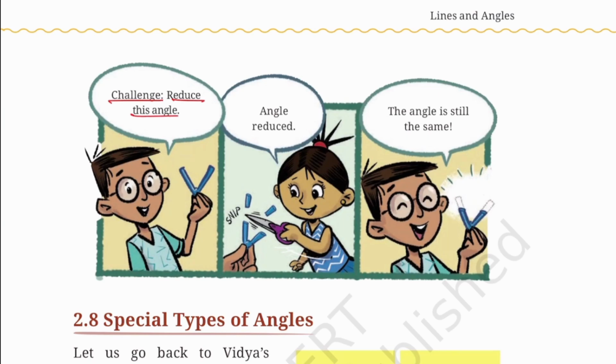Challenge: reduce this angle. Snip, angle reduced. The angle is still the same. For example, for this angle, if you reduce the arm's length, the angle will remain the same.